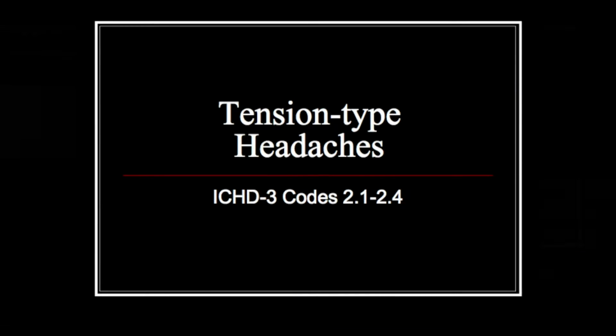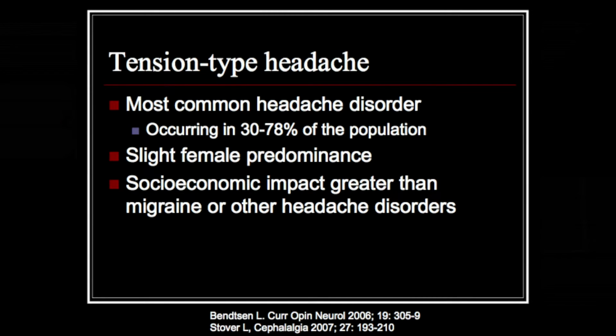Now the most common headache syndrome is tension type headaches, and they fall into the ICD-3 codes 2.1 to 2.4. Tension type headache is the most common disorder. Prevalence studies suggest it can occur in anywhere from 30 to 78% of the population. There's a slight female predominance, but not so much as what we see with migraine. And the socioeconomic impact may actually be greater than migraine or other headache disorders, just by the fact that it is such a common headache disorder.